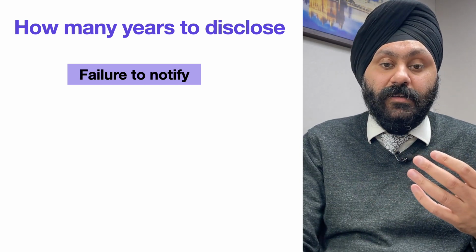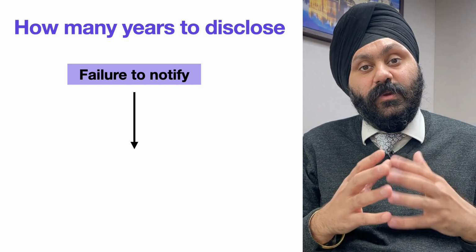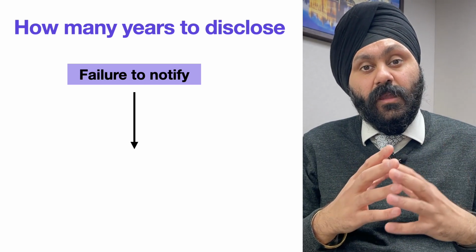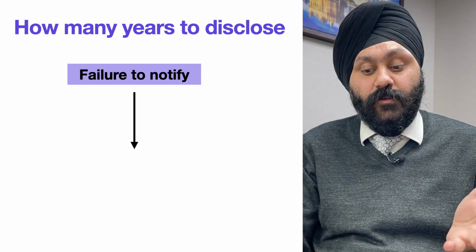So if you are classed as failed to notify, then you have to go back 20 years, or since when the income started. You have to go back 20 years and disclose your rental income. So that means failure to notify.